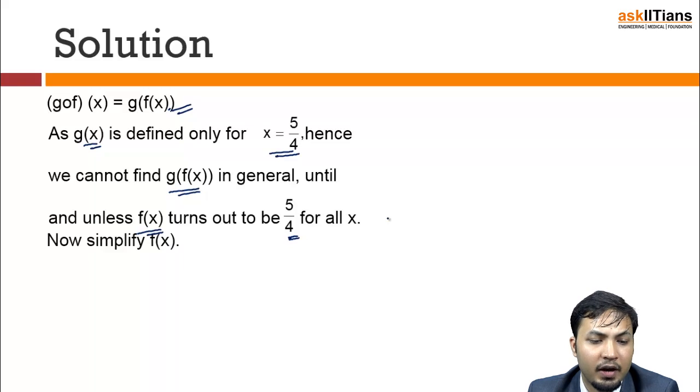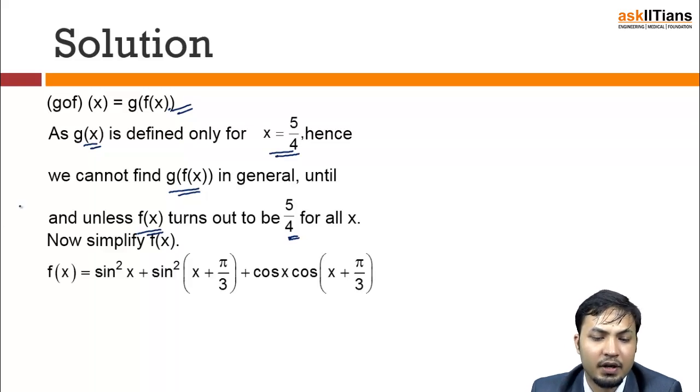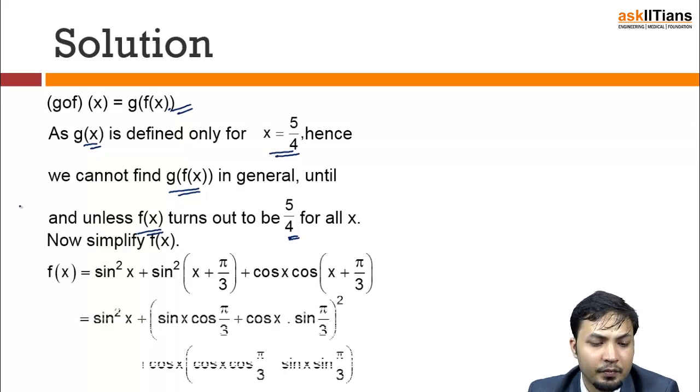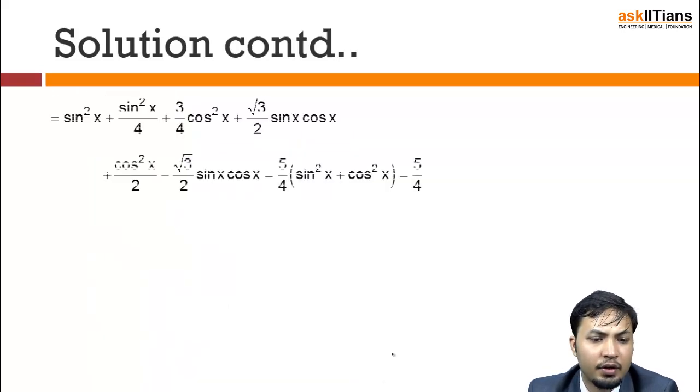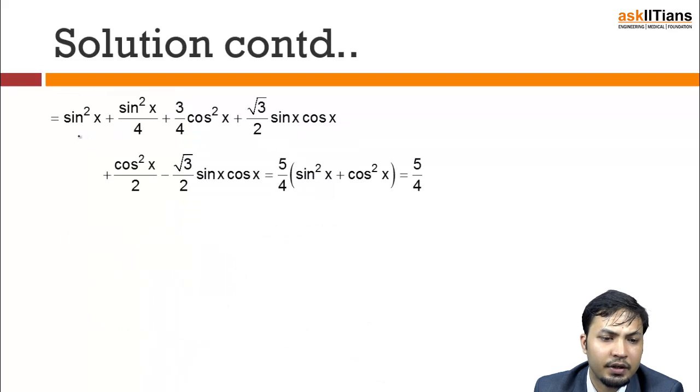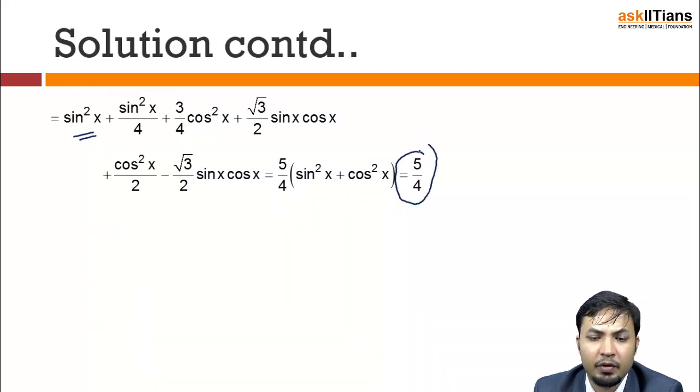So we simplify f(x). Simplifying f(x) gives me this form. Now this form is a little lengthy, so I need to shorten it further. So I keep solving it till I get a simplified figure, and my final answer comes out to be 5 by 4. Why? If you solve this, if you have a look at this, I get it in the form of sine square x plus cos square x.